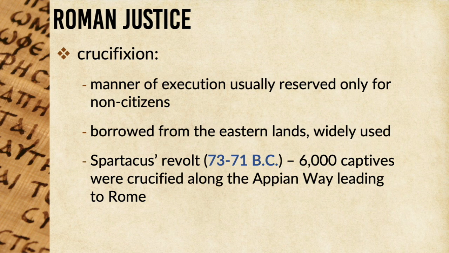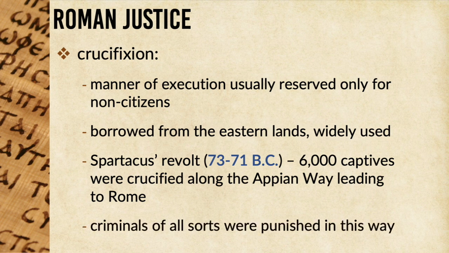After that revolt, which takes the Romans a while to suppress, and it's happening in Italy, 6,000 captives are crucified along the Appian Way leading to Rome. So this is how the Romans deal with making sure that slaves aren't going to rebel. We've got 6,000 slaves here that we captured. We're going to crucify them on both sides of the road, the main road going to Rome, so that any slaves who happen to walk by, who might be getting the idea that maybe we can lead a rebellion too, this is where it ends.